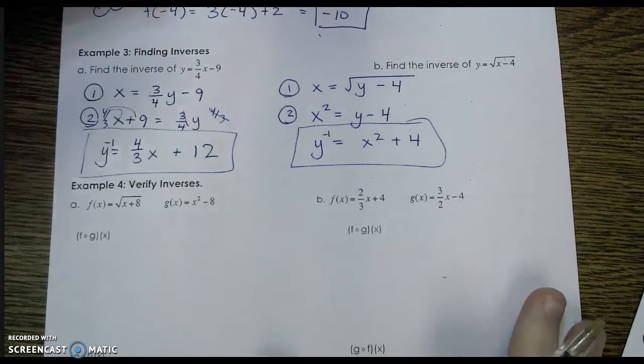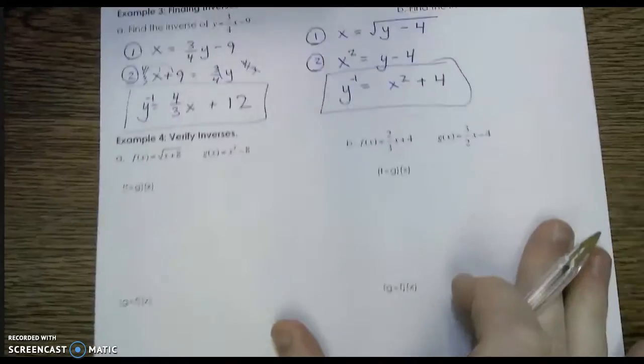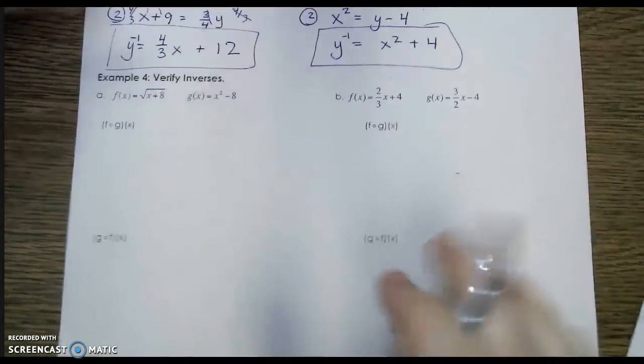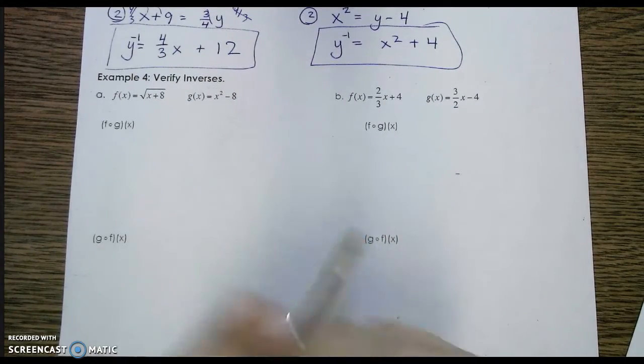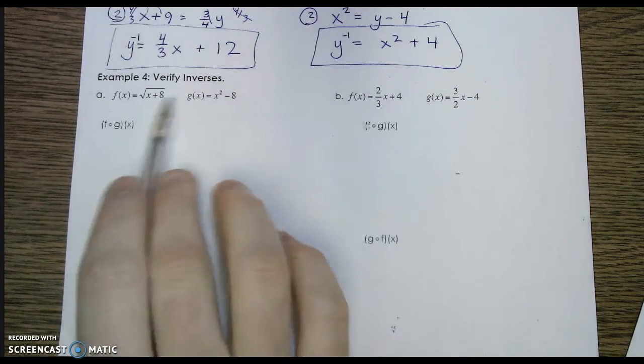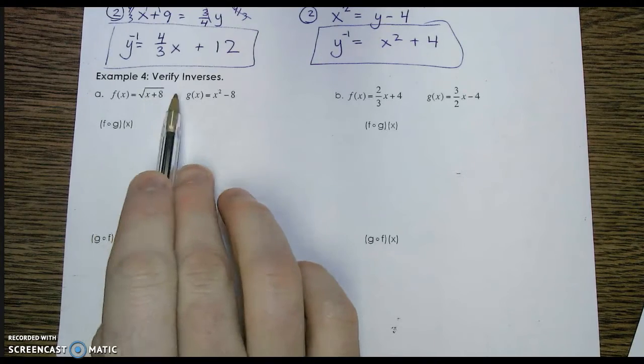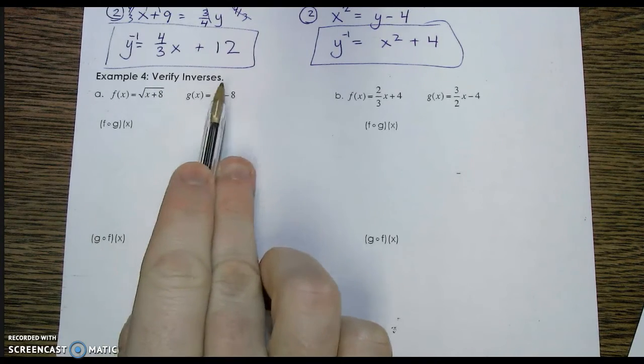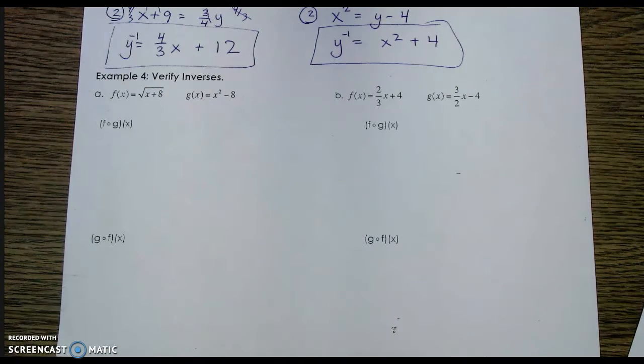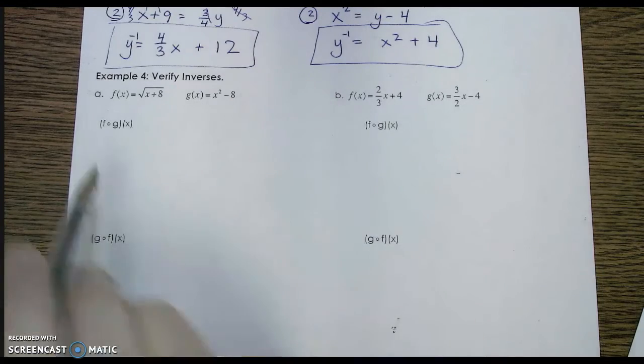Now, verifying inverses. Here they're giving you two functions that are possibly inverses of each other. In order to check, you plug g into f, and then you plug f into g. In both cases, you want to show that it equals x at the very end. So you want y equals x at the very end, and if not, then they're not inverses.